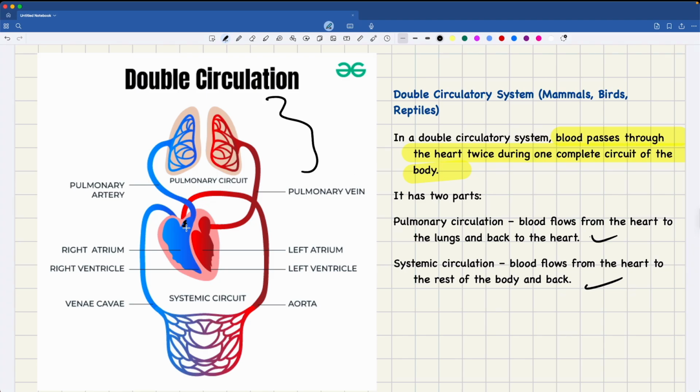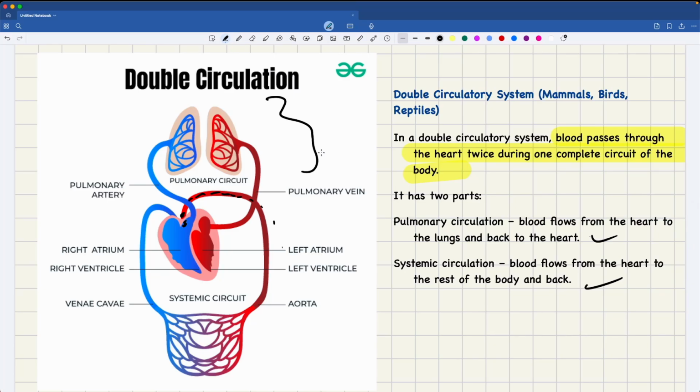Look at this: blood flow from the heart to the lungs. This is the pulmonary circulation, and from the lungs it comes back to the heart, into the left side of the heart. Okay, from the left side of the heart, as you can see in this vessel, the blood is pumped to the rest of the body. The blood flows from the heart to the rest of the body.